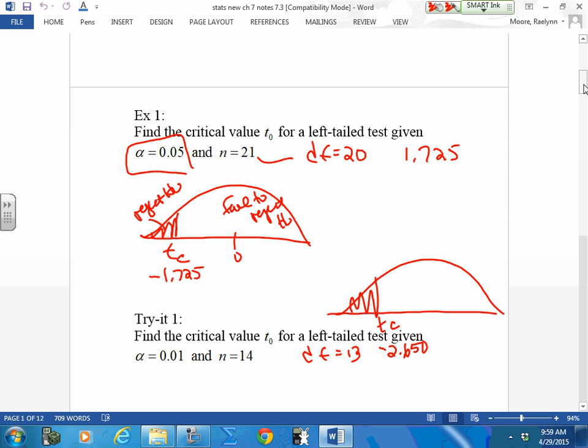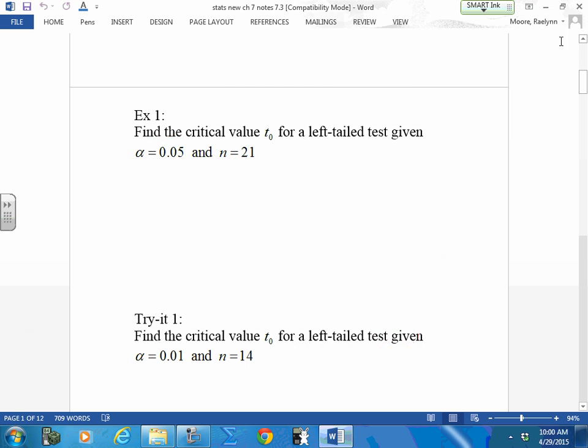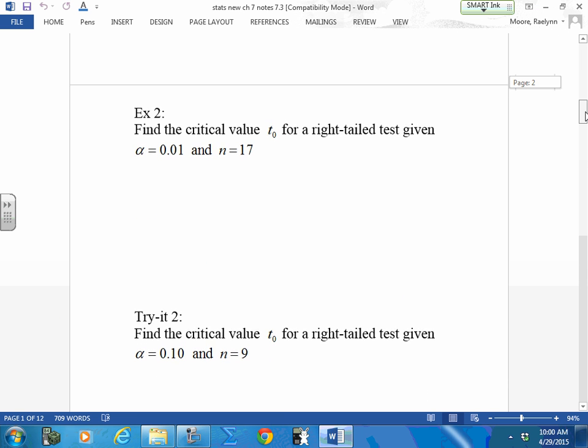If it was a right-tail test, let me turn this into a right-tail test. Watch how easy this is. Right-tail test, what's your tc? 2.650. You just take the positive of it. The one tail goes for either side, left or right. Okay? One table to look up.